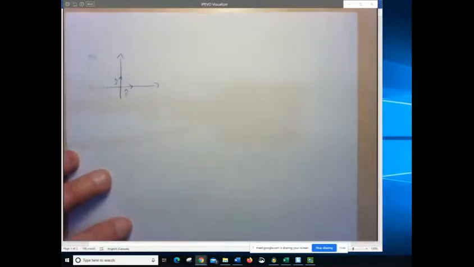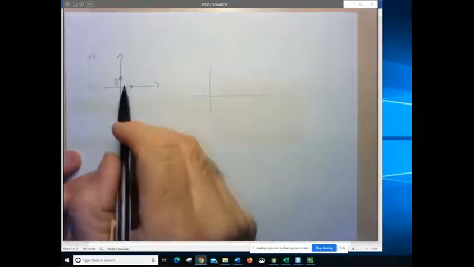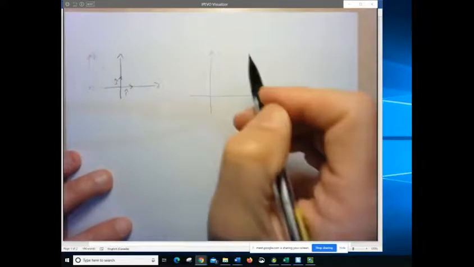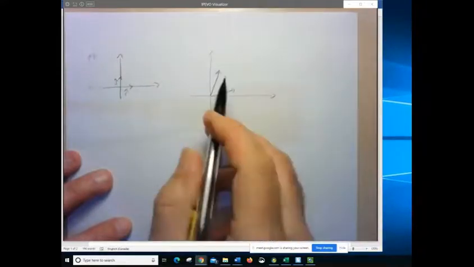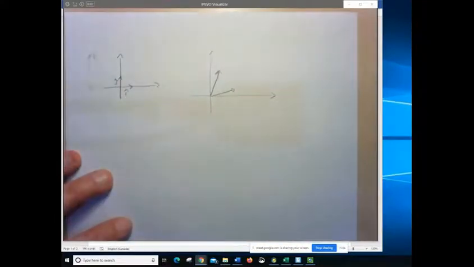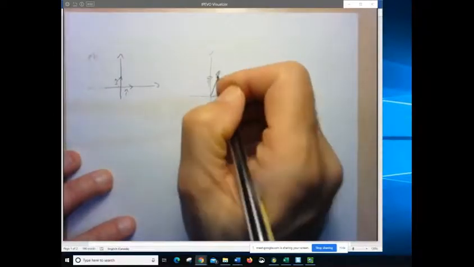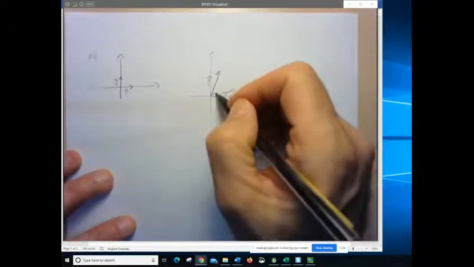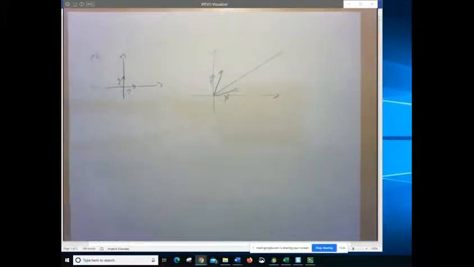So the question is, do my standard basis vectors have to be the only possible ones? Could I use other vectors? Could I use these two vectors to define any other vector on the Cartesian plane? Well, let's pick some random vectors. So let's say I call this P and I call this Q. Can I write this vector as some linear combination of P and Q? What do you think? Is this possible?